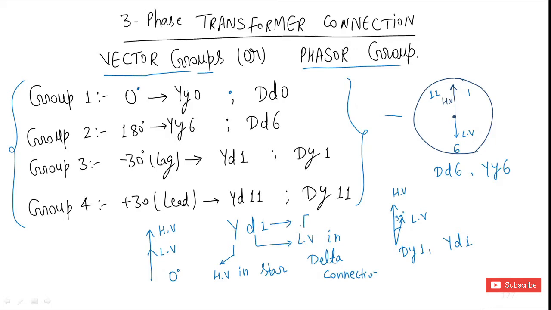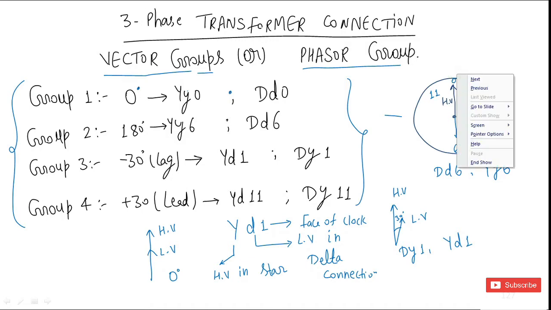the face of the clock. This is the face of the clock. For example, here 1 is here, 11 is here in the clock, 6 is here. So if HV is here, it is 0 degree. HV will always be at 0 degree, because HV is your reference. So the reference is 0 degree only. LV is at 6. That means the phase difference is 180 degree.